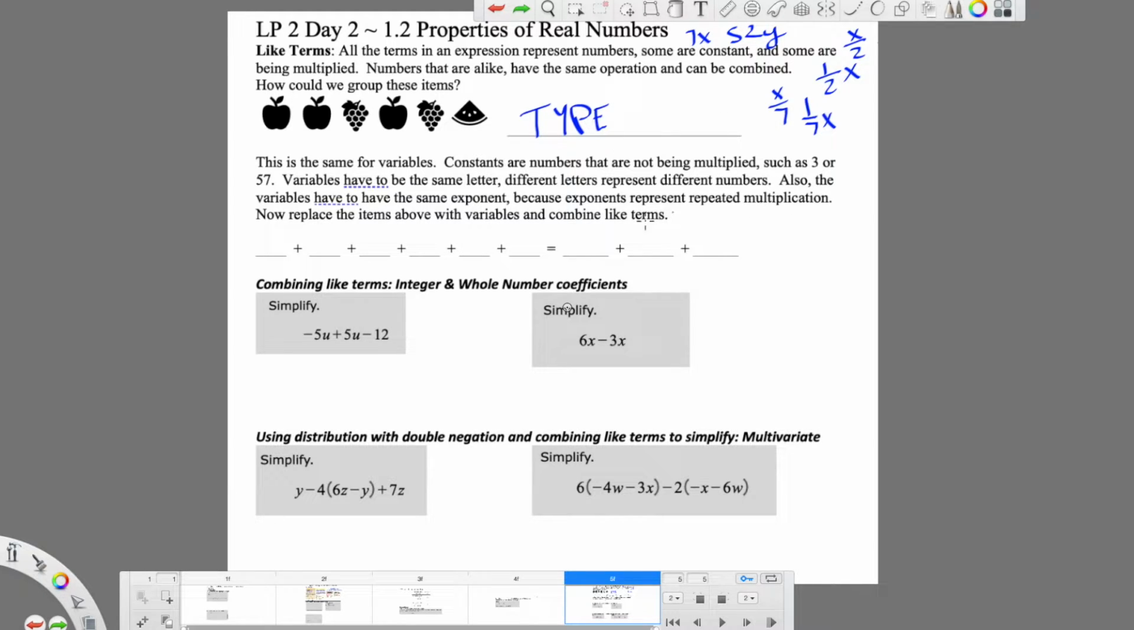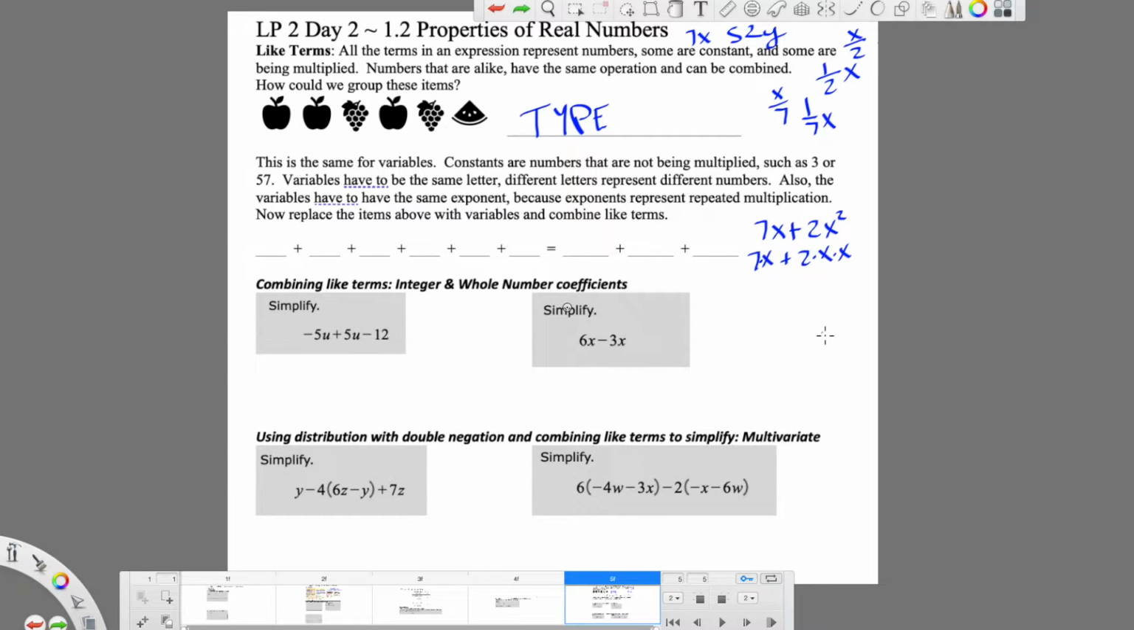Also, the variables have to have the same exponent because exponents represent repeated multiplication. So what that means is I can't have 7x plus 2x squared, because what this x squared means is it's x times x. So I have an extra bit of multiplication here, because this does mean multiplication, but now I'm multiplying a little bit more. I have 2 times x times x.